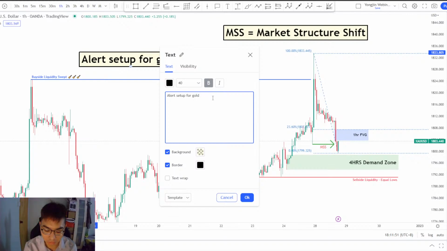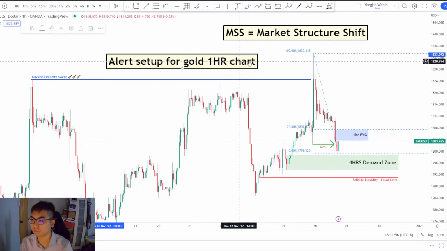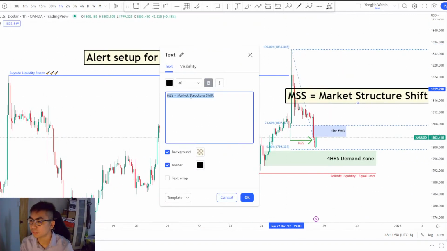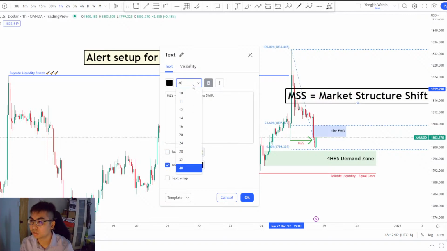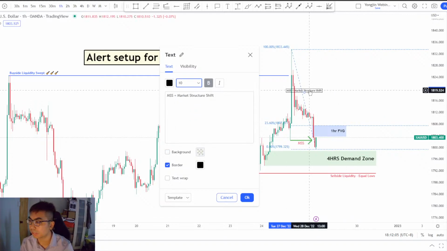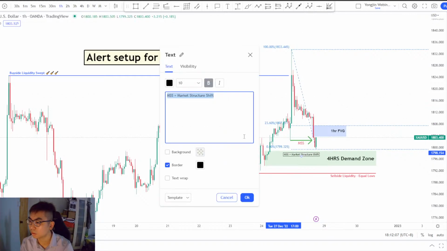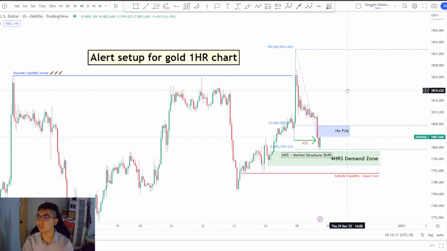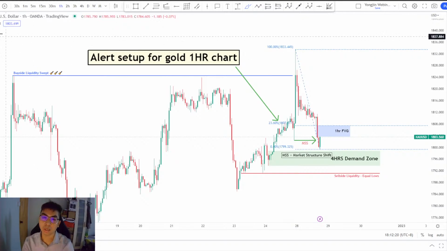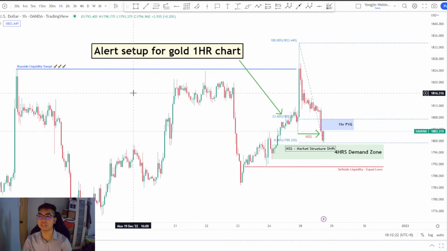So this is on the 1 hour chart. I'll just push it in so you guys can understand what a market structure shift is. And so there's a market structure shift. Okay, this is the area that I'm talking about. Set an alert here at this level. So I'll just screenshot this down and send it to chat.